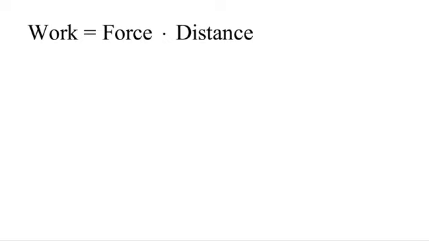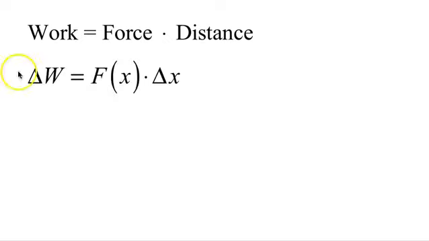So we're going to have a function f of x that is going to define the force at every value of x. So if I have a small change in x, the change in work is just that variable force times that small change in x. If we make that change small enough, this will essentially be a constant function. That's how we perceive it, at least.